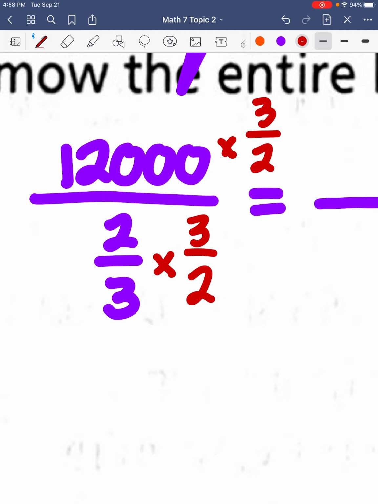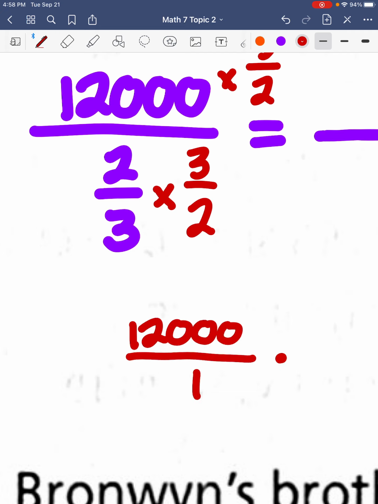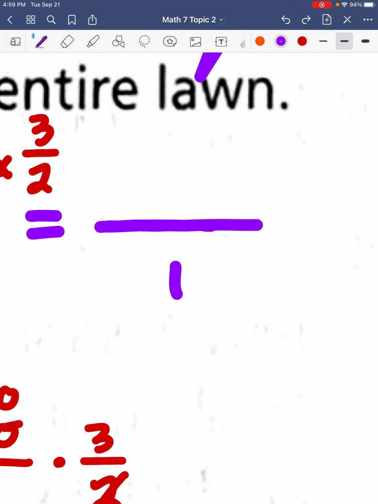And remember, I can use a calculator, but I do want to show you how simple this is. We have 12,000 that I'm going to write as 12,000 over 1 times 3/2. Well, when I look to see if anything reduces, 1 and 3 don't, but 2 and 12,000 do. 2 goes into both of those. So 2 goes into 2 one time. 2 goes into 12,000 6,000 times. So now I just multiply 6,000 times 3, and I know that 3 times 6 is 18, and then I need 3 zeros behind that 18. So it's 18,000.